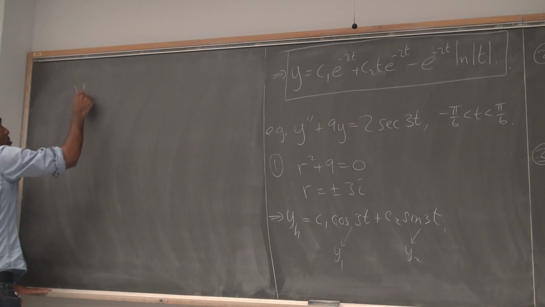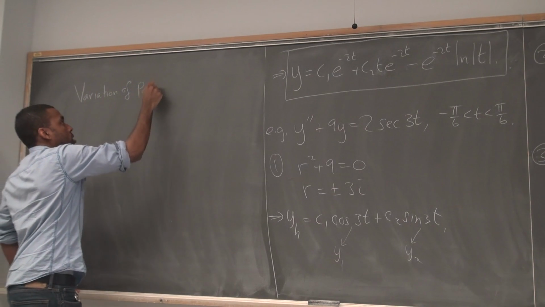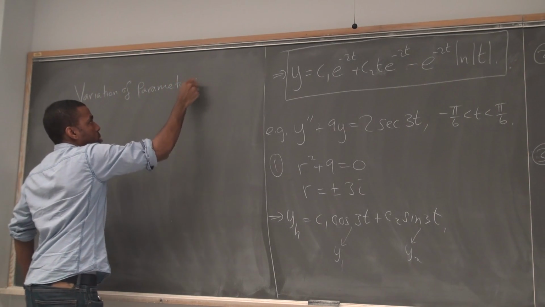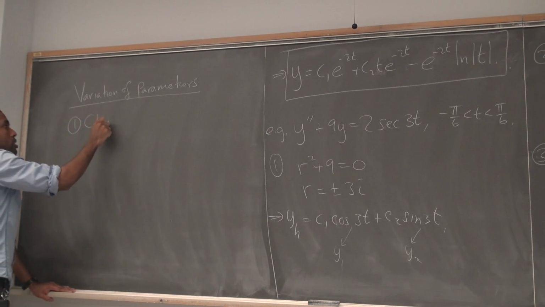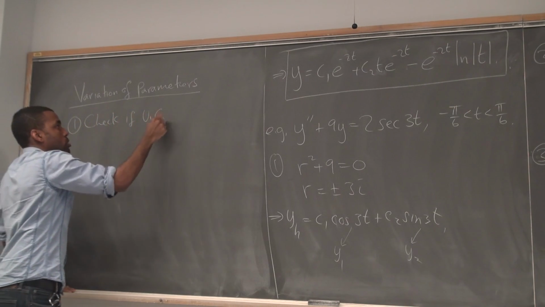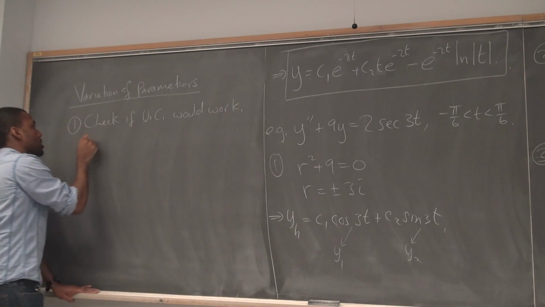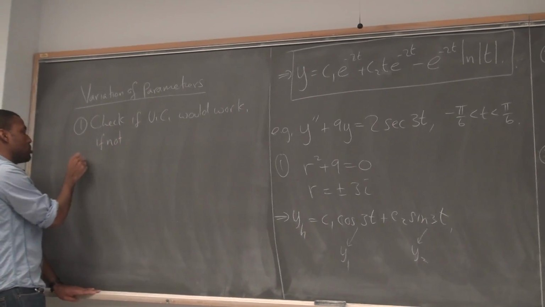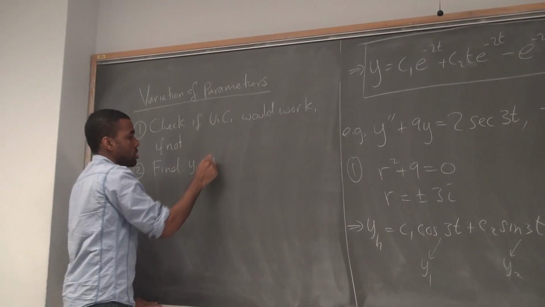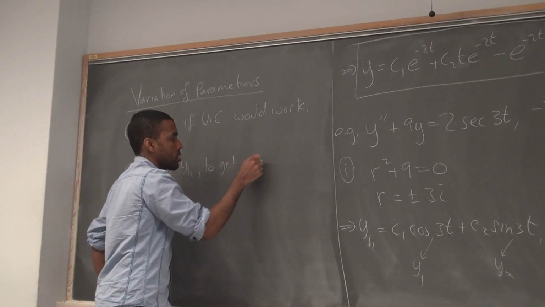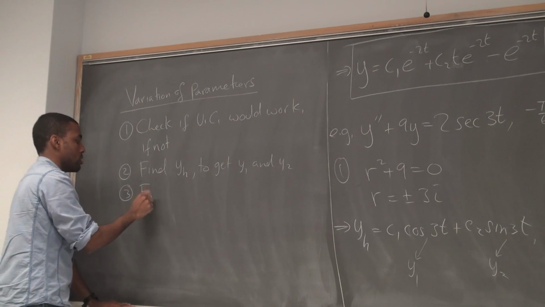So you should have something called variation of parameters. Of course, you're going to know all the forms and all that. That's going to be important, but you need to know how to do it. Well, the first step is to check if undetermined coefficients will work. If not, step 2 is to find the homogeneous solution. Step 3, find the Wronskian.